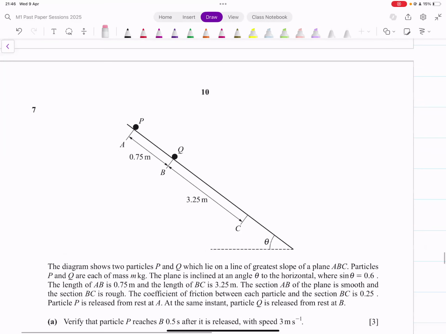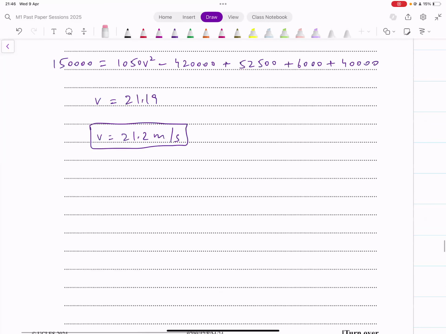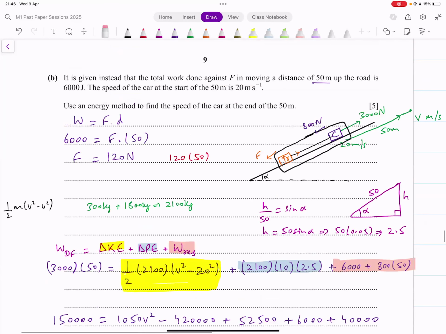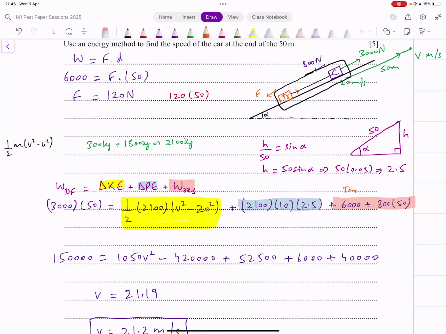The other one is for the car. Yes, one is for the trailer, the other is for the car. So this is for the trailer. This is for the car.